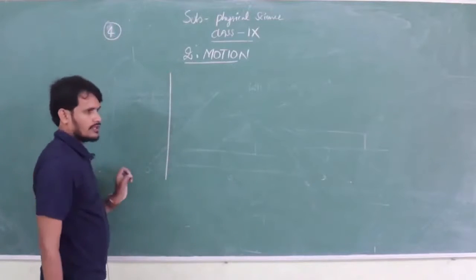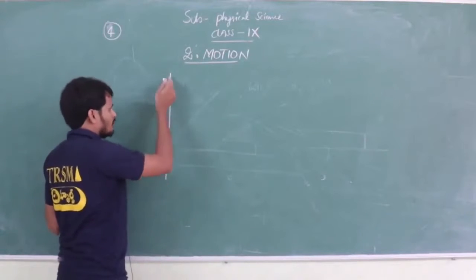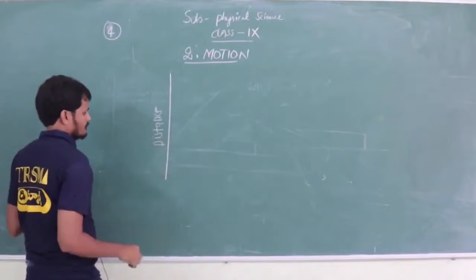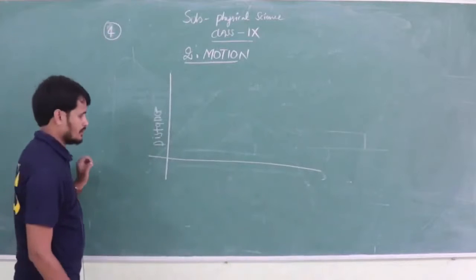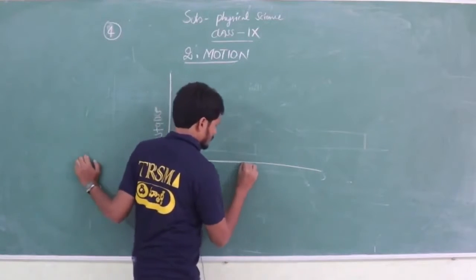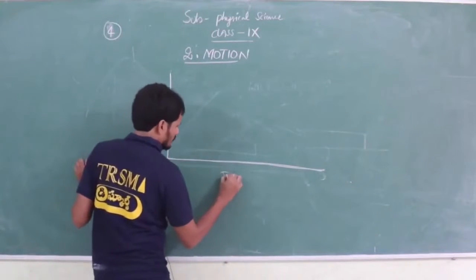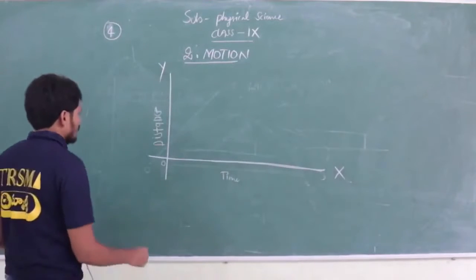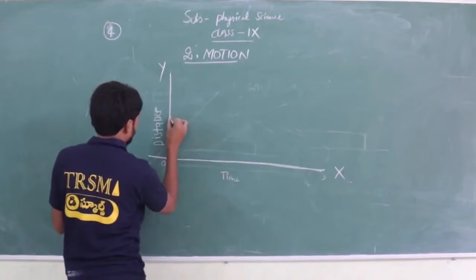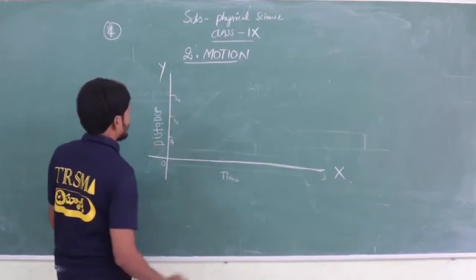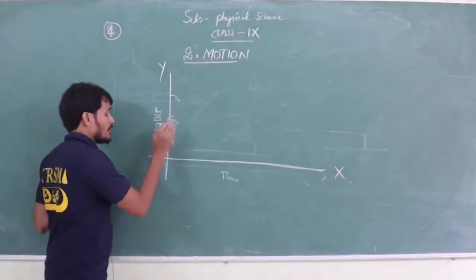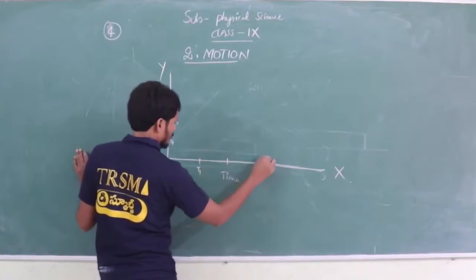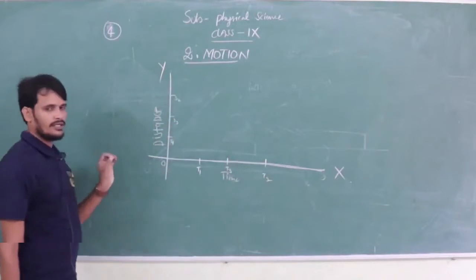What is the distance covered in the entire journey of a car? Take the distance on the y-axis of a graph. Clear? Distance, and time I'm taking on the x-axis. Here three distances, S1, S2, S3. Why are we taking S3, why not S2 here? I'm telling you that. And T1, T2, T3, three time periods here.